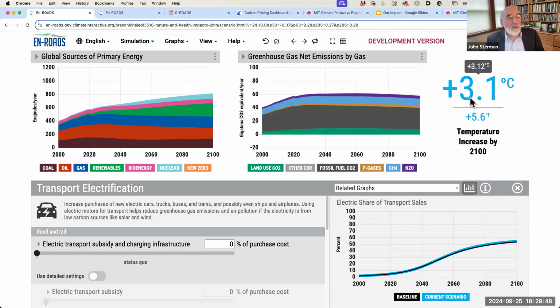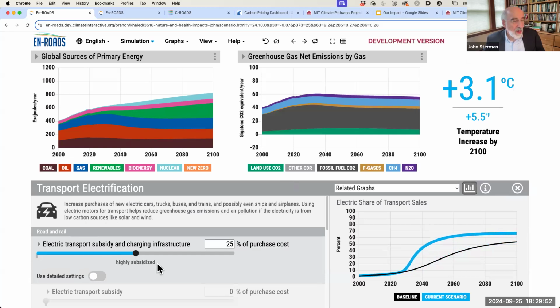Now remember, where are we? We're at 3.12. Let's put a pretty large subsidy on electrification, and you get much faster electrification. This is the market share of electric vehicles, not just light-duty vehicles, cars and light-duty trucks, but long-distance trucking, buses, trains, etc. Much faster. What difference did it make to the climate? Less than 1/10 of a degree. Now, why is that?